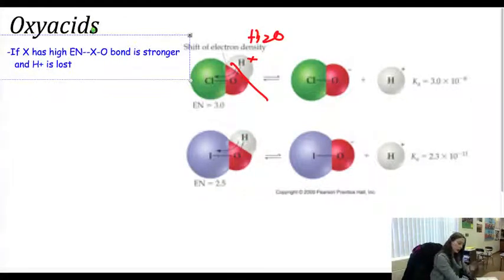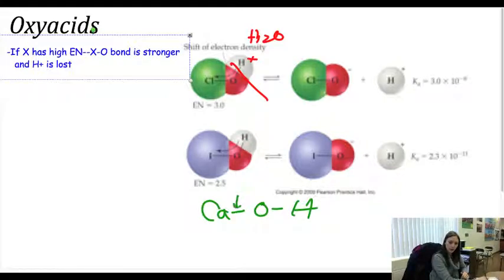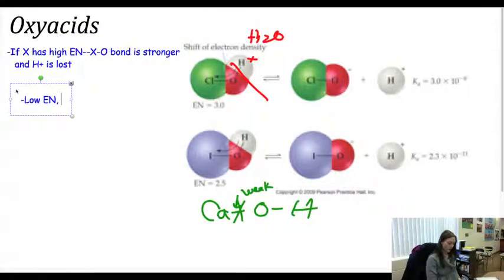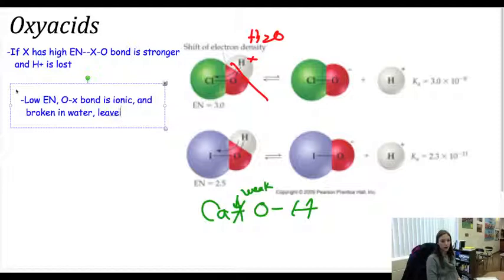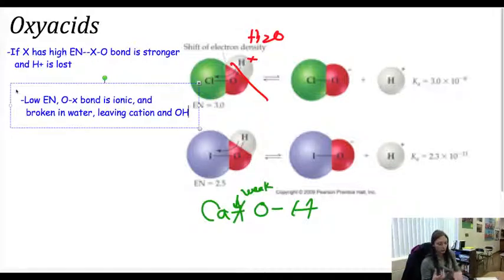Okay. Now, if you have a low electronegativity, for example CaOH, this bond here is very weak. It actually acts like an ionic bond, so it's going to be easily broken in water. So what happens is you break here, and now I've got a Ca and an OH. I don't have an acid. So if you have a low electronegativity, then your O-X bond is ionic and broken in water, leaving your cation and an OH, which is not an acid. That's actually then a base.